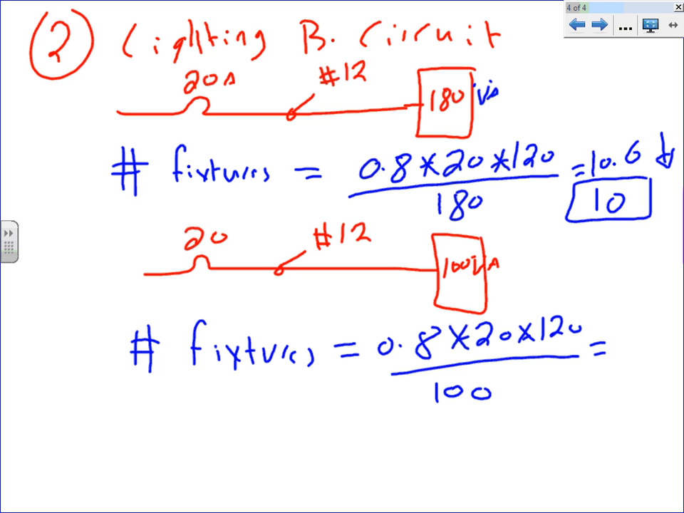How many do you get? Anybody? Ben, where's your calculator today? So 24 times 0.8 is what? Come on guys, it's 1920 divided by 100, so you get 19 fixtures. What's the fraction? 19.2, and that drops you down to 19.